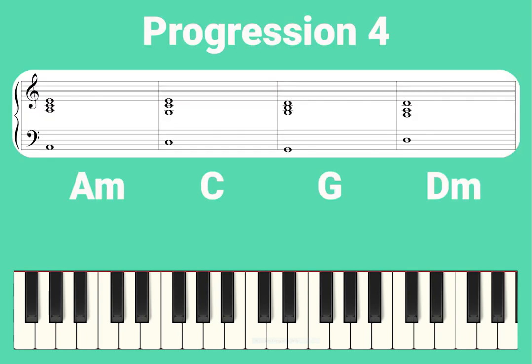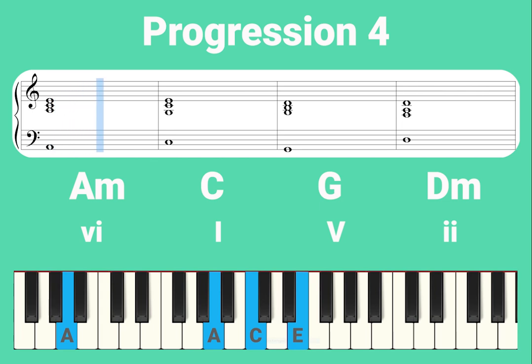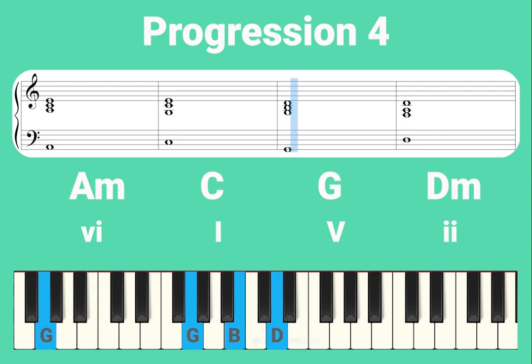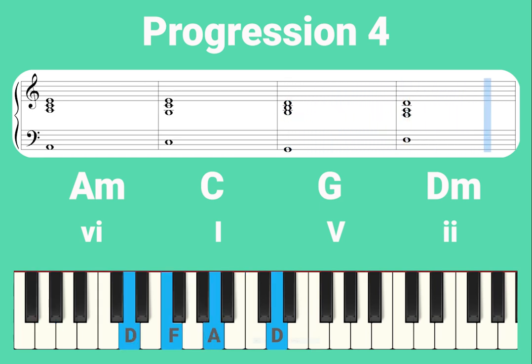Progression 4. This one is A minor, C, G, and D minor, or chords 6, 1, 5, and 2. The 2 minor chords in this progression give the chords a sad quality to them.